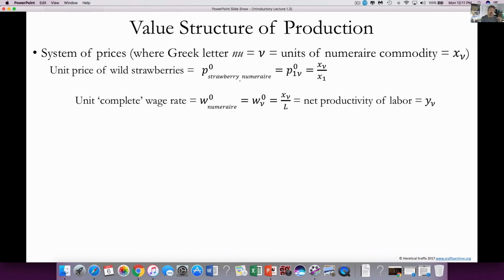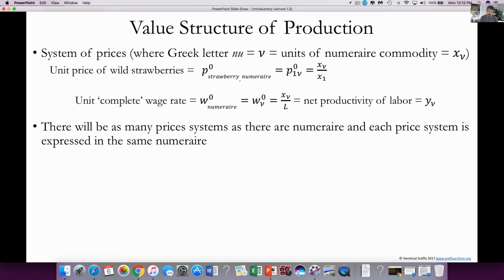When wages are remunerated at a wage share regime where unity is maintained, then wages are equal to productivity. Passanetti calls this the complete wage rate. Wages are completely paid such that the entire net output can be exhausted by the wage payment, right? That's going to be the idea there.